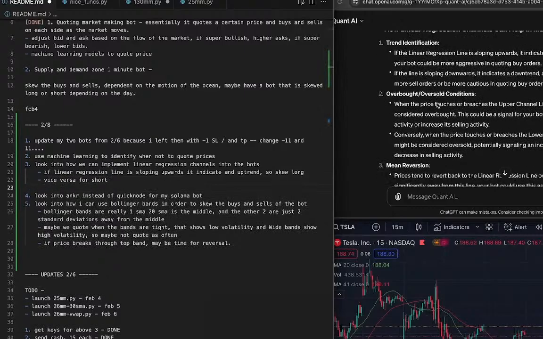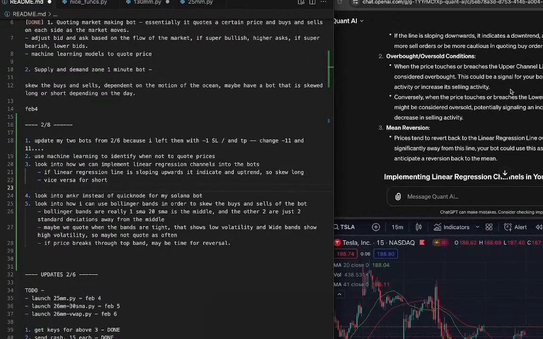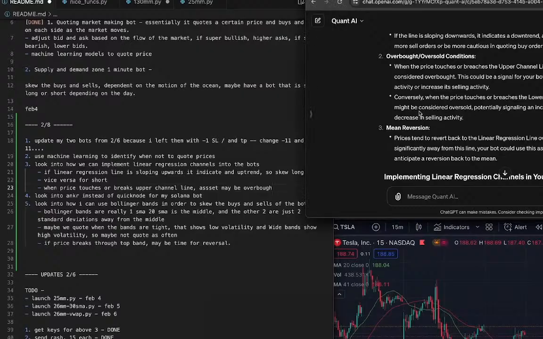Overbought, oversold. When the price touches or breaches the upper channel line, the asset might be considered overbought. When price touches or breaks the upper channel line, the asset may be overbought. Mean reversion, conversely, and opposite.